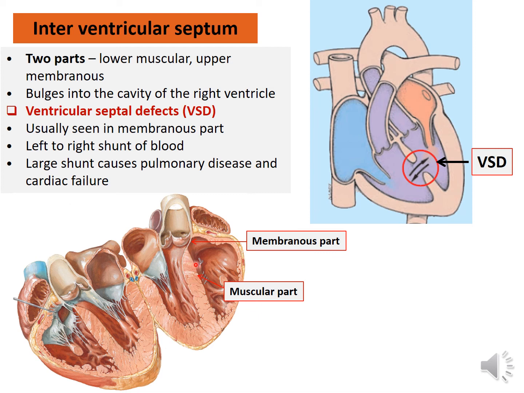So if something goes wrong with the development of the interventricular septum, it leads to ventricular septal defects, which are called VSD, and usually this defect is seen in the membranous part because of its complex development. When there is a defect, blood will shunt from the left ventricle to the right ventricle, and this shunt finally causes pulmonary disease and leads to cardiac failure.